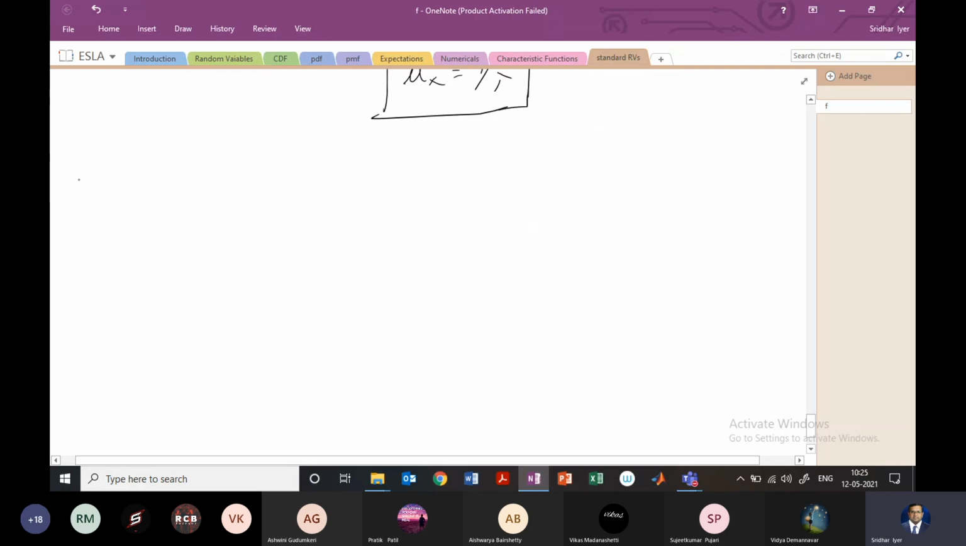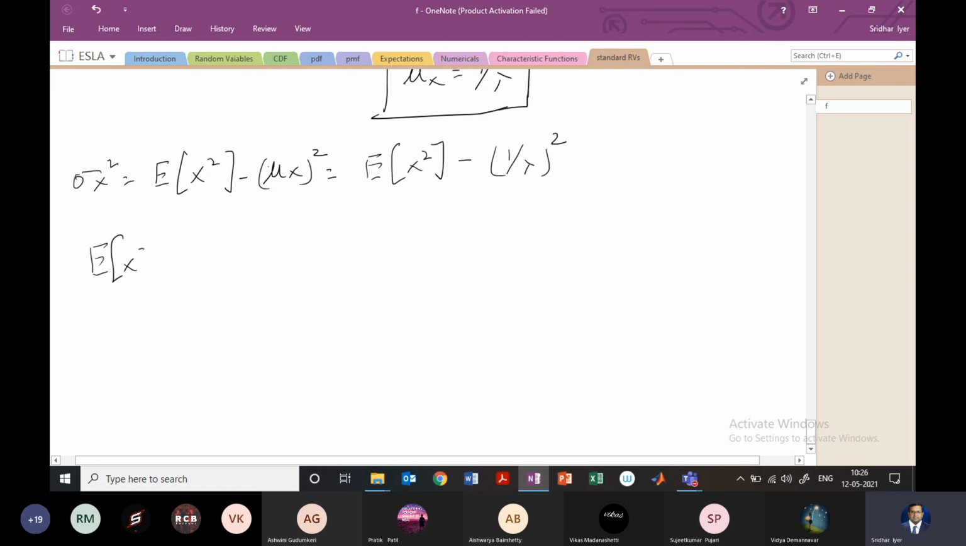Next, we need to find the variance value, that is sigma x square, which is E of x square minus mu x the whole square. This can also be written as E of x square minus, we've just found the value of mu x, which is 1 by lambda, so we'll have 1 by lambda whole square. So the only job to be done is to find E of x square, which is given as the integral from negative to positive infinity of x square f_X(x) dx. You can change the limit to 0 to infinity, x square, and the PDF is lambda e raised to minus lambda x dx.